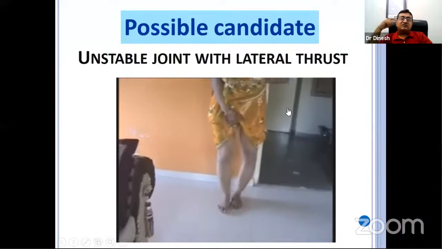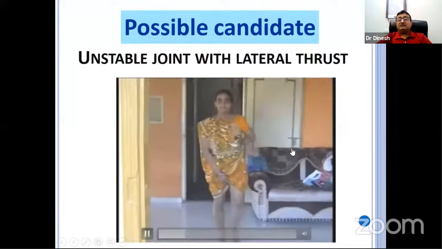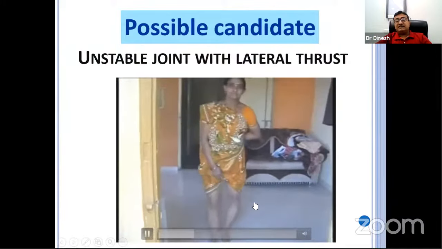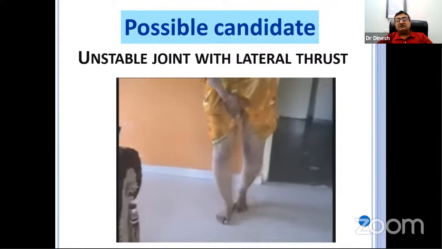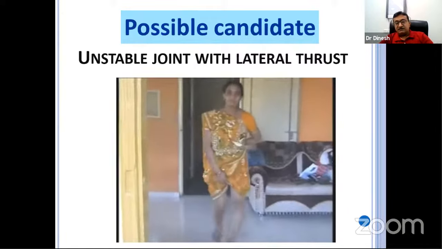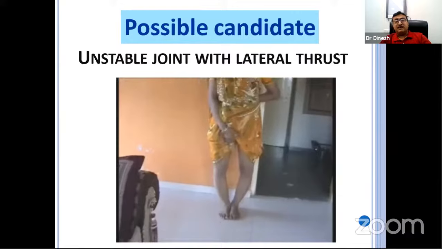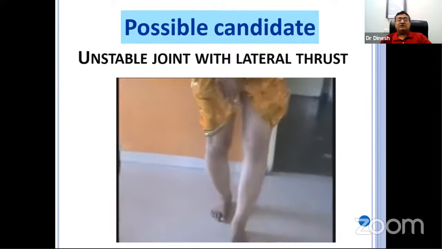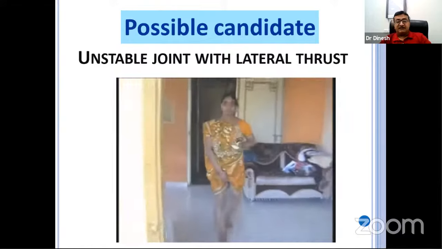So this is another patient with an unstable joint. On the left side, we can observe that there is a lateral thrust while she is walking. The lateral tibia is shifting laterally. So this is also not an ideal candidate for high tibial osteotomy. But if we understand properly the reason for the lateral thrust, then we can convert her into a possible candidate instead of an ideal candidate.